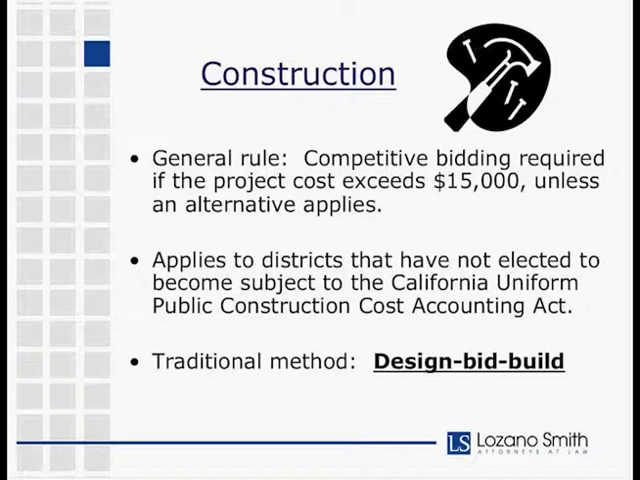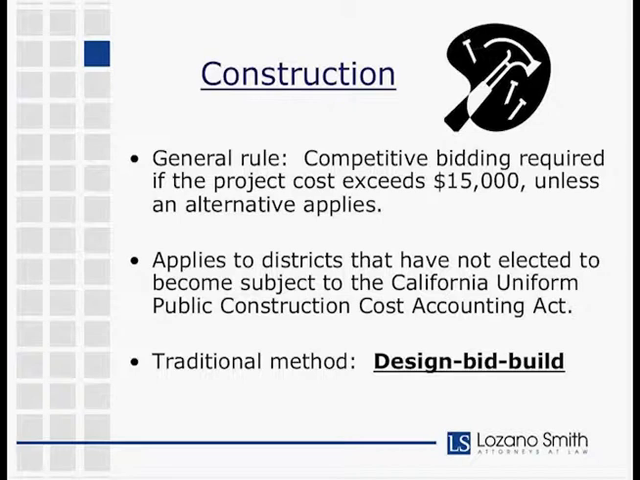As a caveat, that bid limit, the $15,000, applies to school districts that have not elected to become subject to the California Uniform Public Construction Cost Accounting Act. And as you can see, that is a mouthful, so we usually refer to it either as CUPCCAA, because the letters almost spell out the word cupcake, or some like to refer to it as uniform cost. So further down in the presentation here, I'm going to be referring to that as most likely cupcake, so know that this is the act that I'm talking about. Where districts have elected to become subject to cupcake, they are subject to different bid limits when it comes to construction projects and different rules as well.